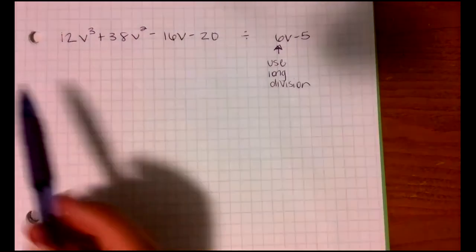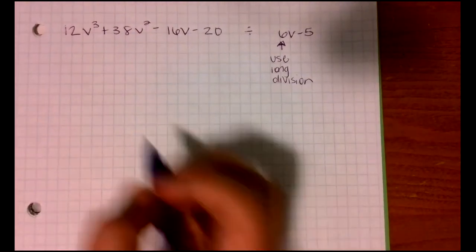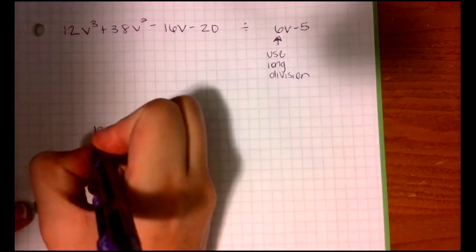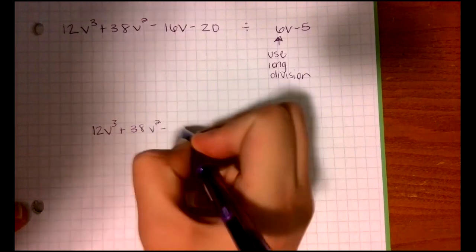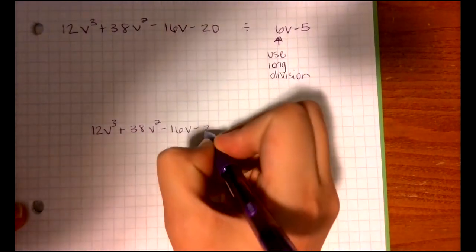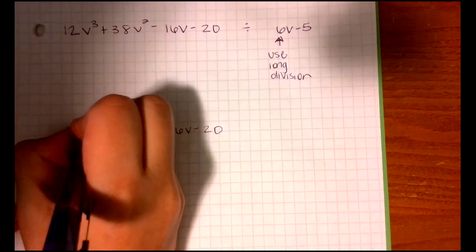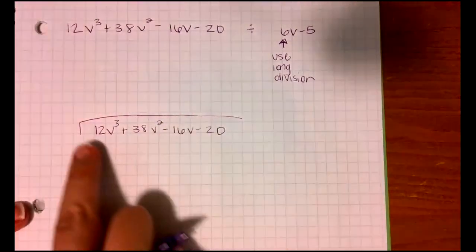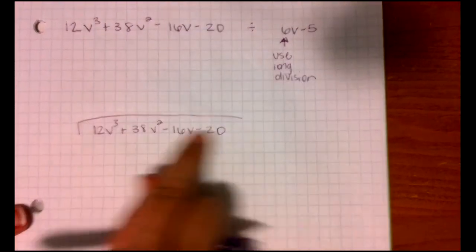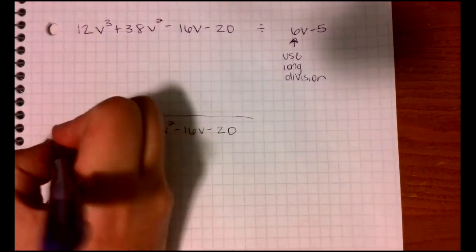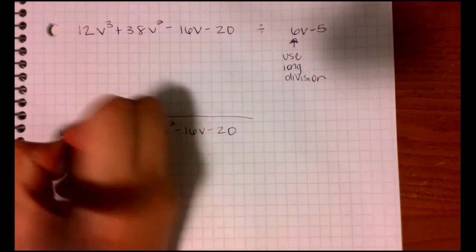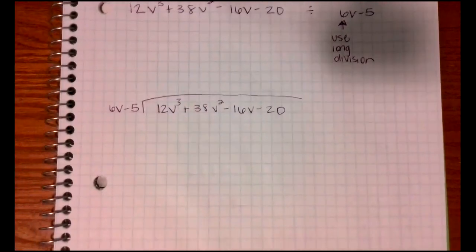So when you're using long division, the way that you set it up, you put the dividend inside a division symbol. If you remember way back in elementary school, when you learned long division of numbers, you would put the dividend inside the division sign, and the divisor goes out here. That's how you set it up.